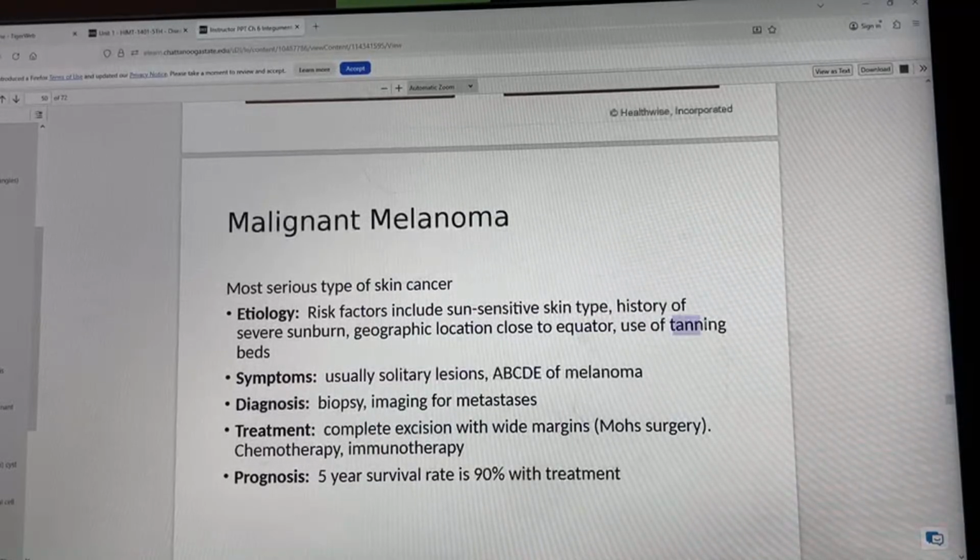Tanning beds are a big one. People think, oh, it's just getting a sunburn. It's like, no, that increases your risk for melanoma every time you use one.